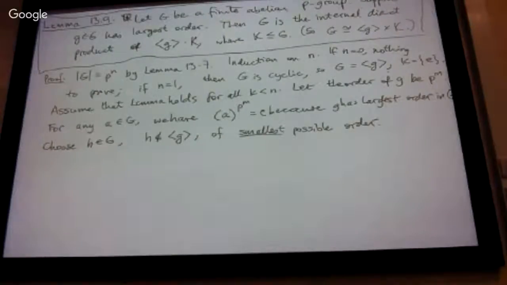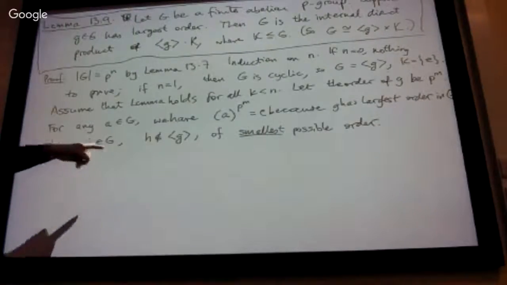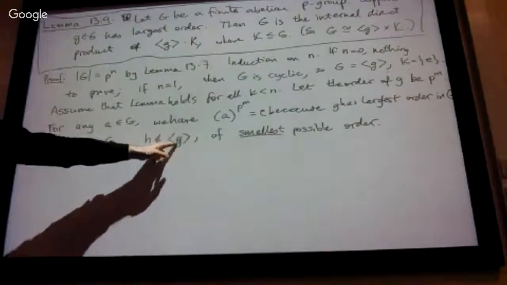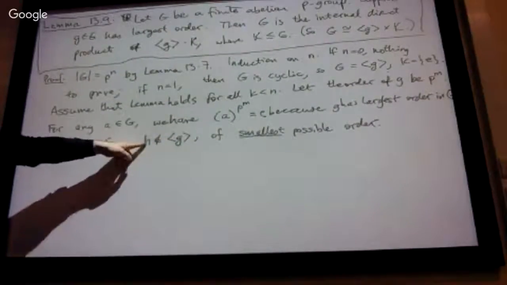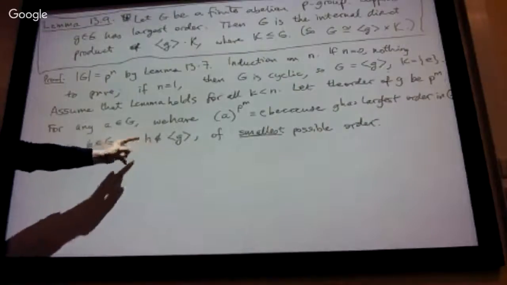So we're assuming that the group is not cyclic, because if it's cyclic, then the claim holds. Just like here, for the induction step we're also assuming that G is not a cyclic group. Otherwise it holds. We're just proving it for non-cyclic groups. And if it's non-cyclic, then if I pick an element, what the element generates is not the whole group. So I find something that is not in the subgroup generated by G, so I'll take it.